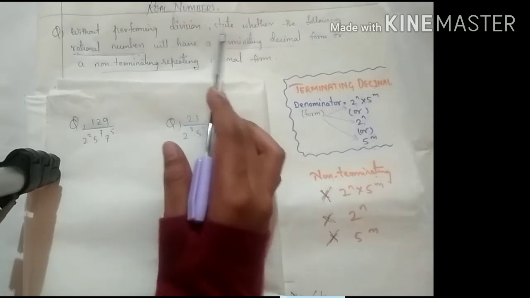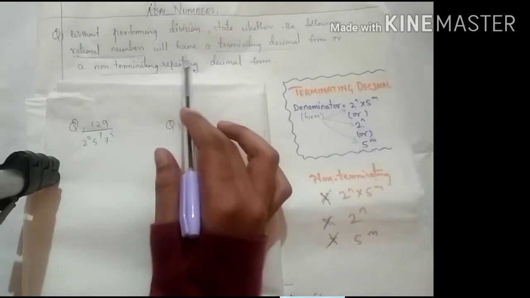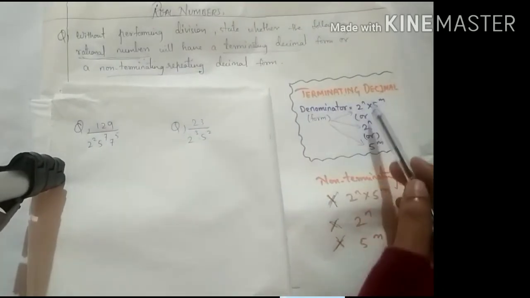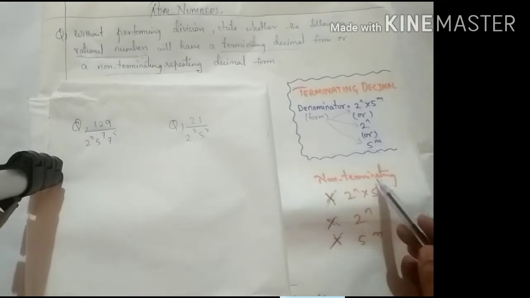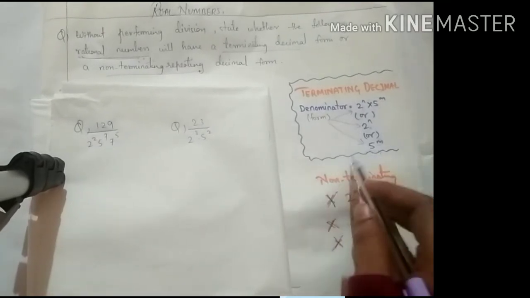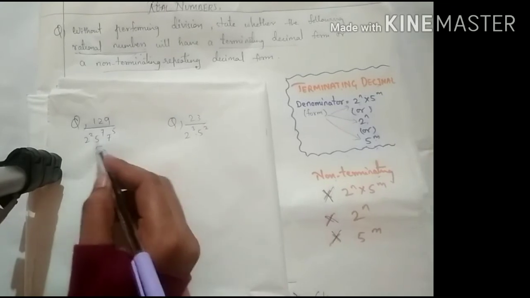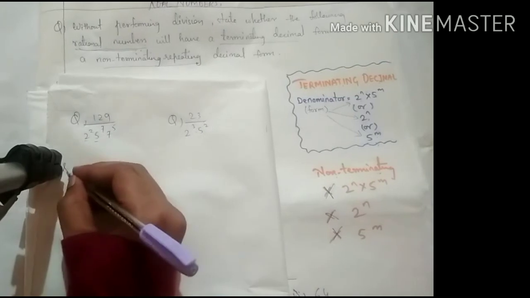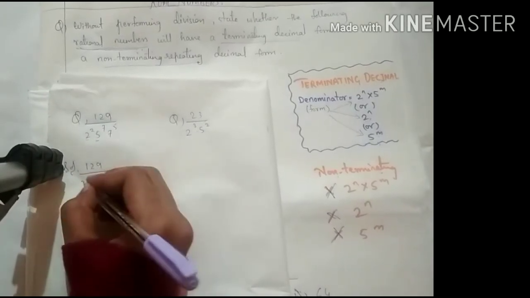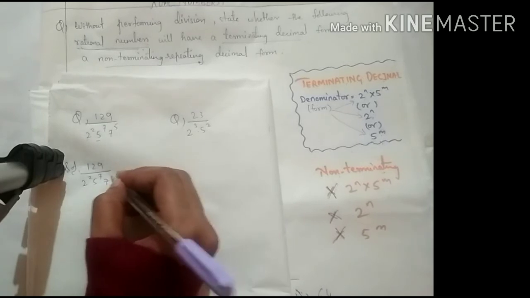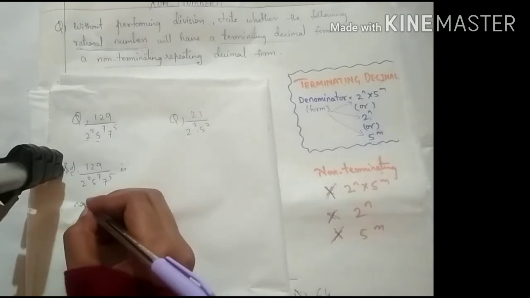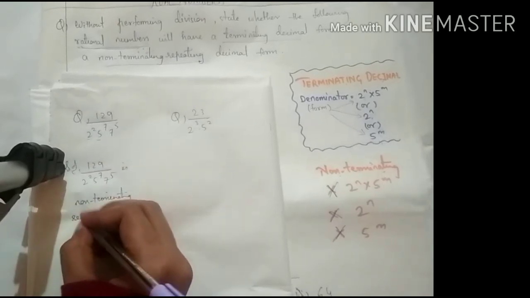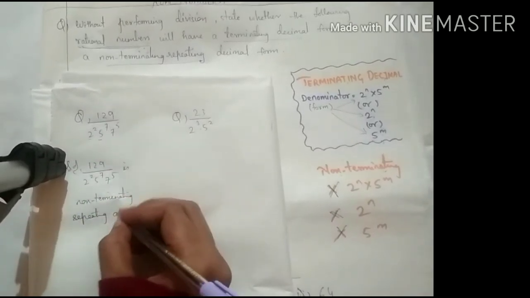Now here the same kind of rational numbers are given, we have to find whether it is terminating decimal or non-terminating decimal. So again you can see this. Now here already the denominator is given in the form of 2 power n into 5 power m, but 7 is also there. So by seeing this only we can say that it is non-terminating repeating decimal.